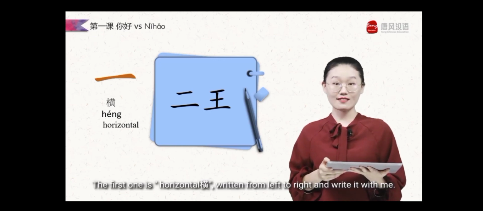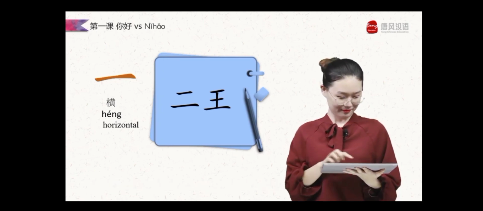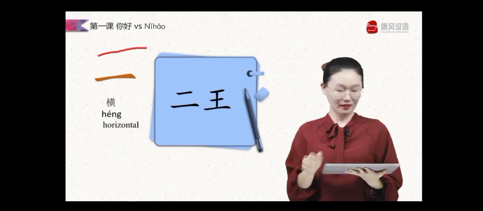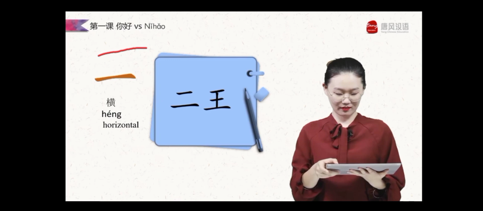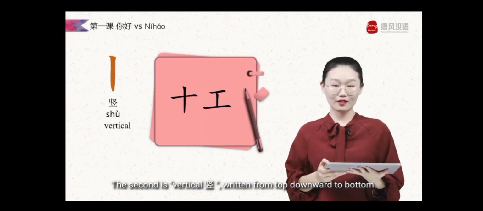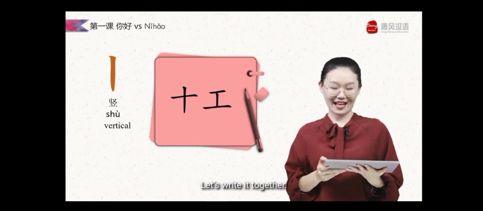The first one is horizontal, 横, written from left to right. Write it with me. Very simple, isn't it? The second one is vertical, 竖, written from top downward to bottom. Let's write it together.